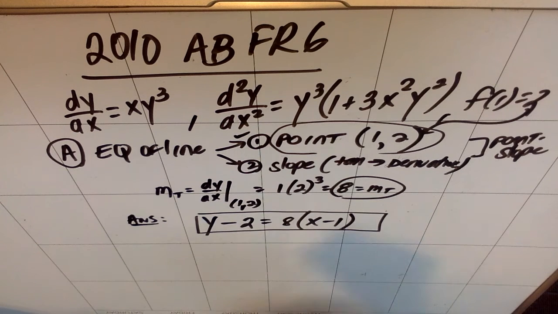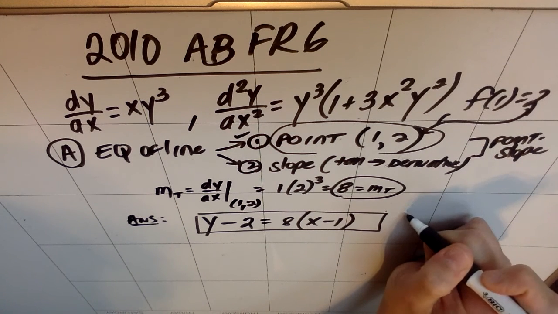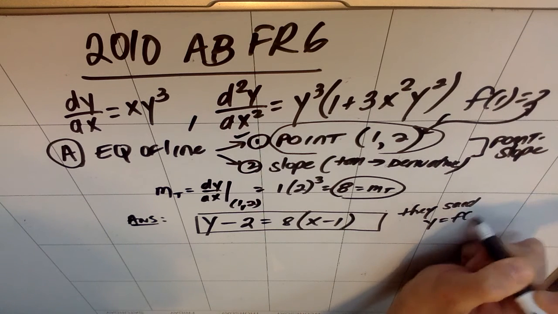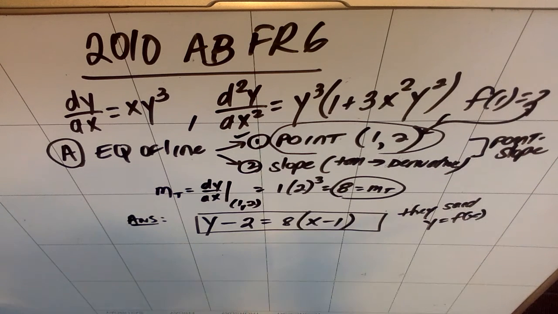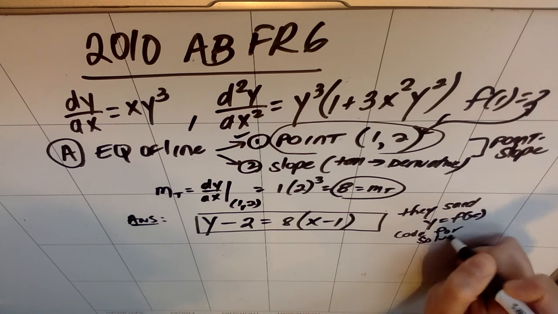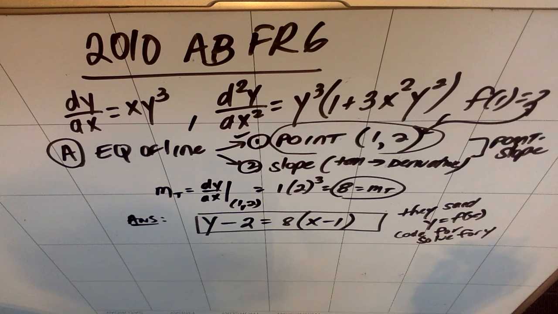Now, the AP bothered to add the 2 over, and that's fine. They didn't even bother to distribute the 8. This is a great answer, and it's totally fine. Okay. Oh, I'm sorry. I lied. It's not totally fine. Let me give you one more. Haha, tricky. They said y equals f of x. Tricky. That means you have to solve for y, right? This is code for solve for y. That's what that's code for.